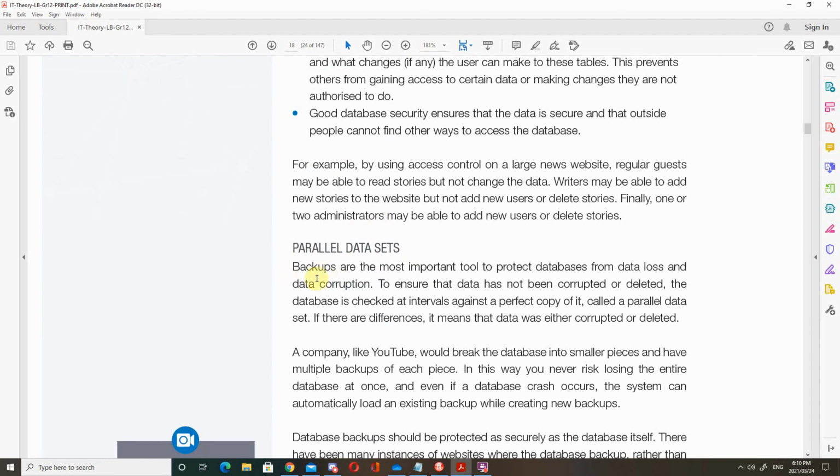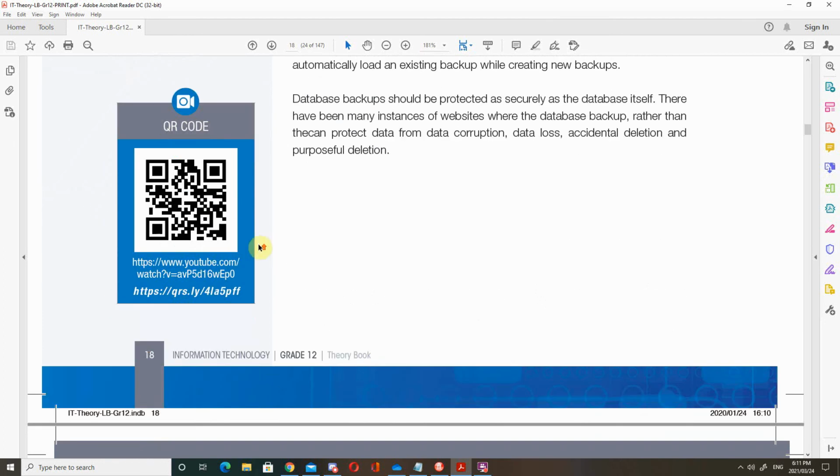Parallel data sets is for backups, so that's where you've got two sets of data that are stored, so that if the one collapses we can carry on with the other one. To ensure data has not been corrupted or deleted, the database is checked at intervals against the perfect copy of it, called the parallel data set. So it just means you've got two sets of the information, two databases that are duplicates, so that they can be used to check each other and to make a backup or recovery from.